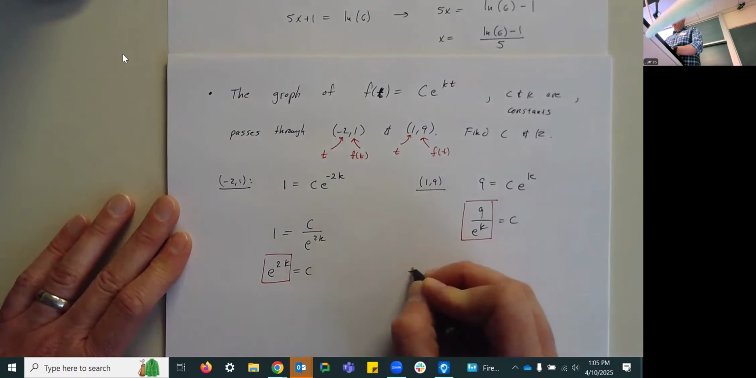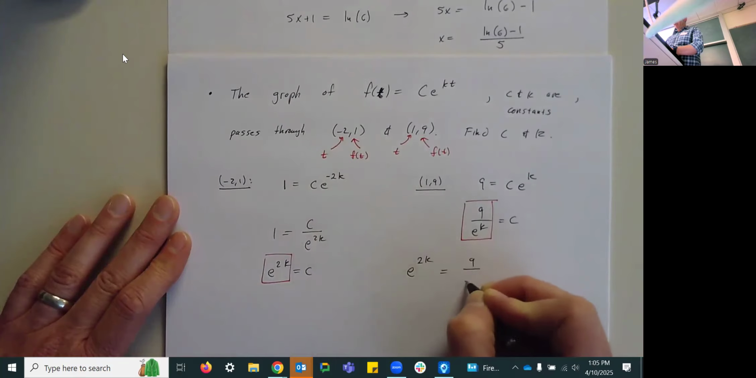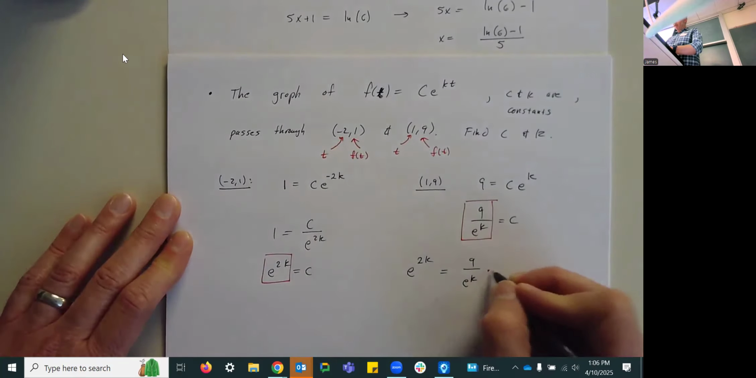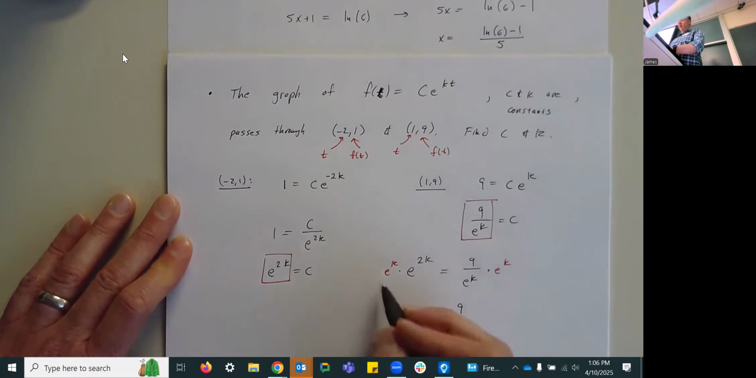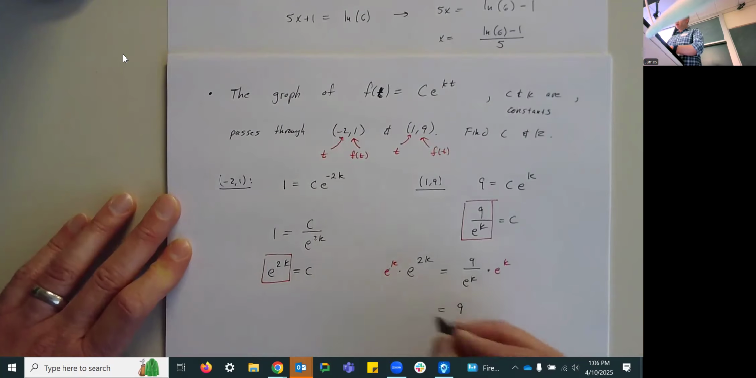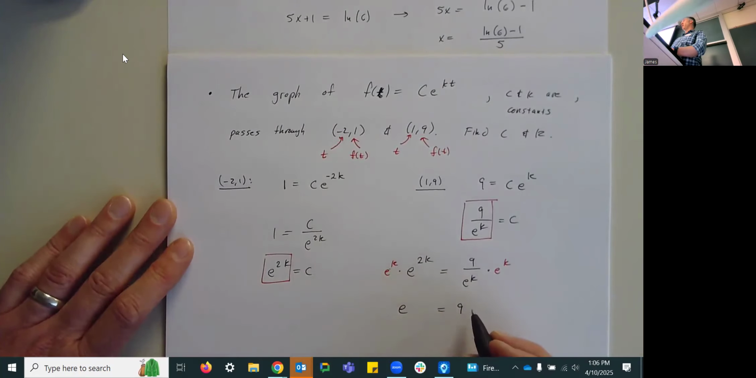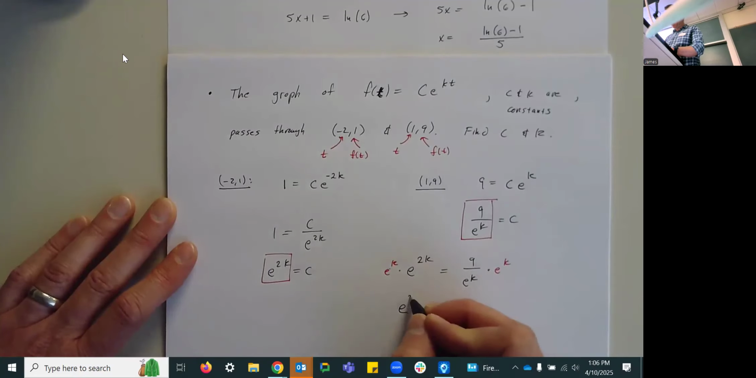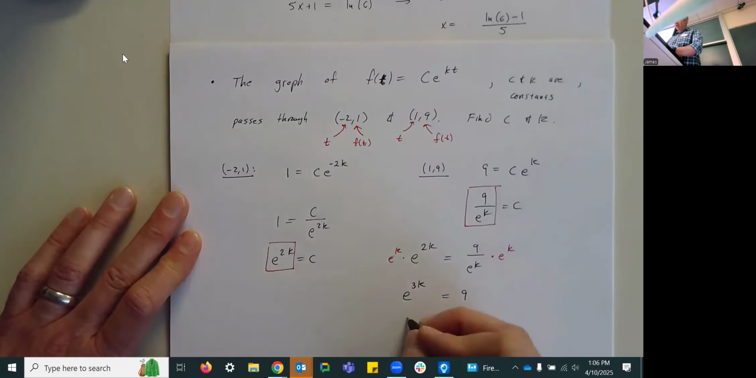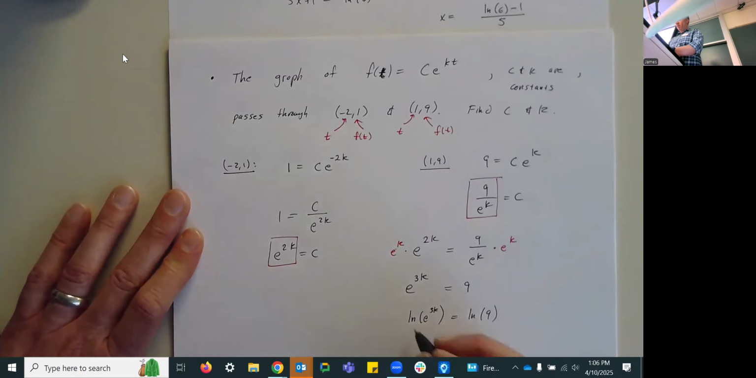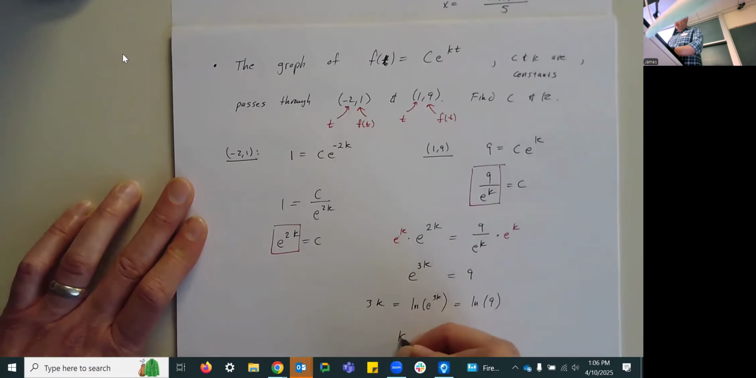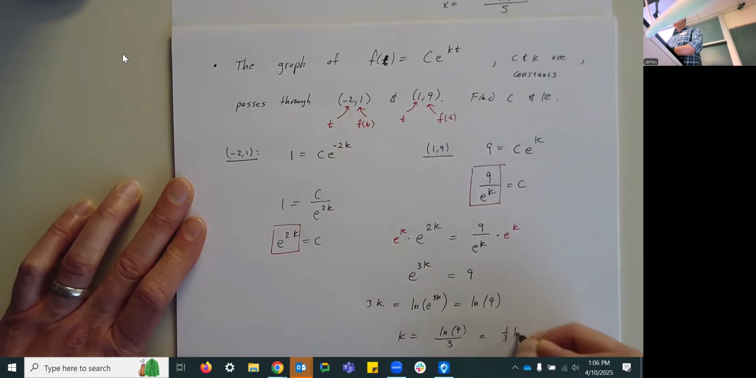So we say that e to the 2k is equal to 9 divided by e to the k. We're going to multiply both sides by e to the k. On the right-hand side, we get just 9. On the left-hand side, e to the k times e to the 2k. What do we do with those powers? We add them. And 1k plus 2k is 3k. So we get e to the 3k equal to 9. Then we take the natural log of both sides. So the natural log of e to the 3k equals the natural log of 9. But the natural log of e to the 3k is just 3k. And finally, dividing both sides by 3, we get k equal to the natural log of 9 divided by 3. Or if you prefer, 1/3 times the natural log of 9.